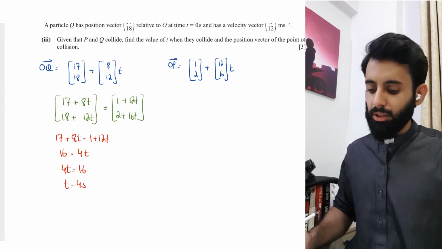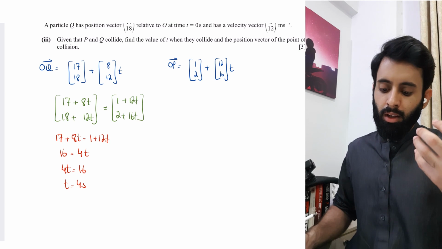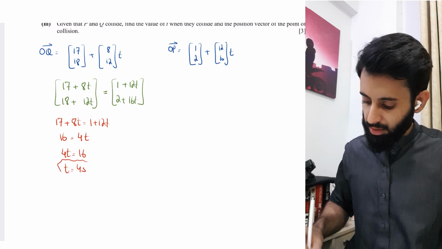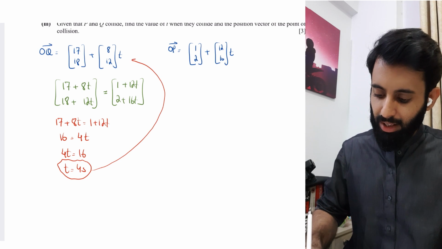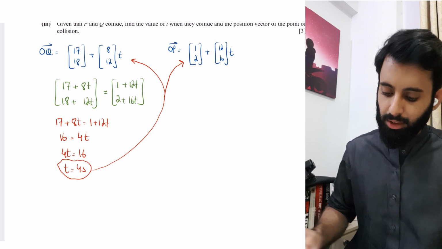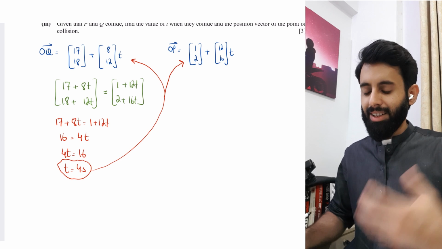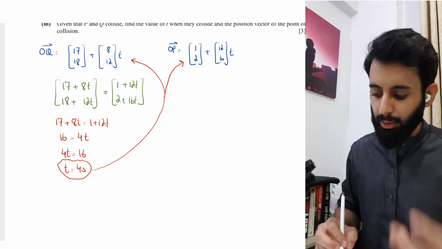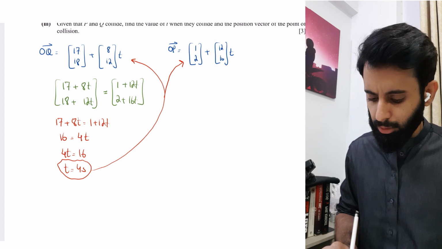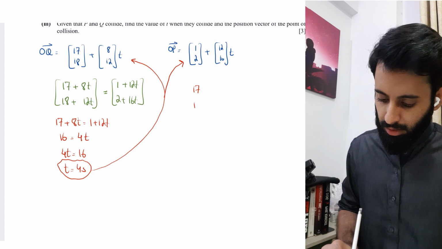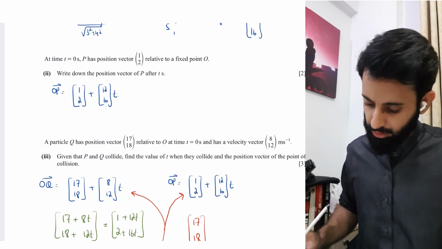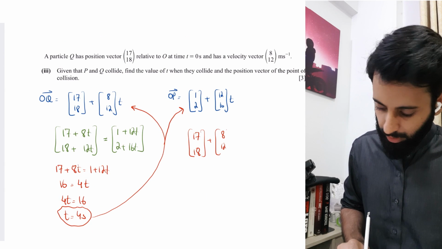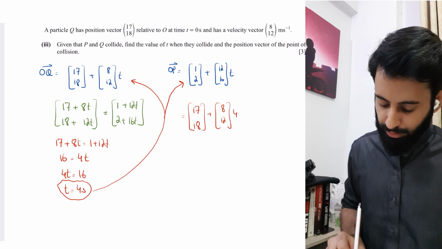Now this is not all we had to find. We also had to find the position vector of the point of collision. So you take t equals 4 and plug it into any one of the two. Since we equated the two to find the point of collision, it does not matter whether you plug it into OQ or OP, you will get the same answer. So I'm going to plug it into OQ, no particular reason why. So (17, 18) plus (8, 12) multiplied by 4.